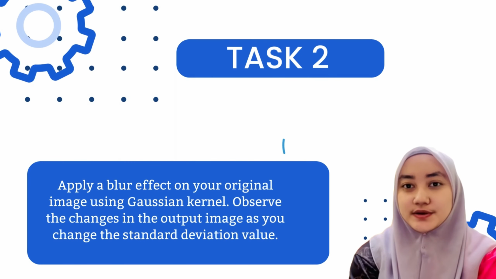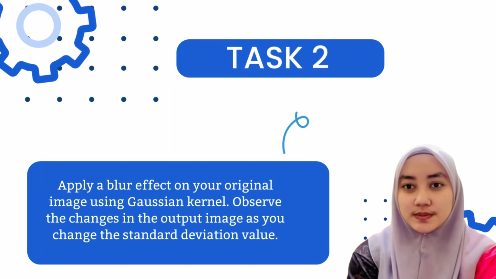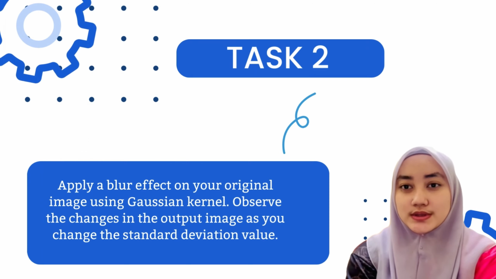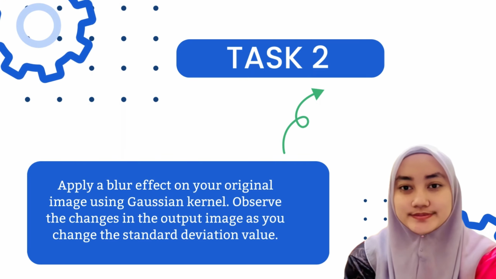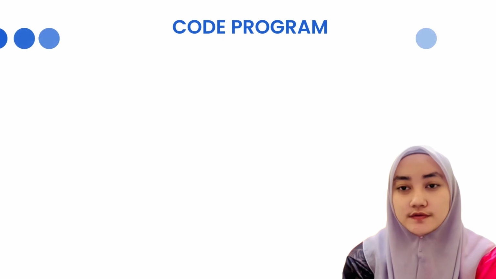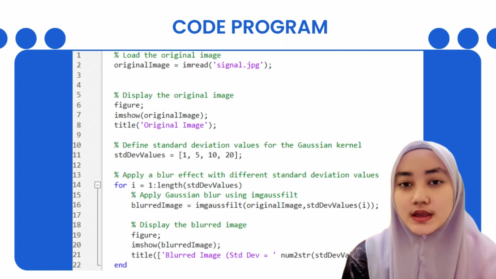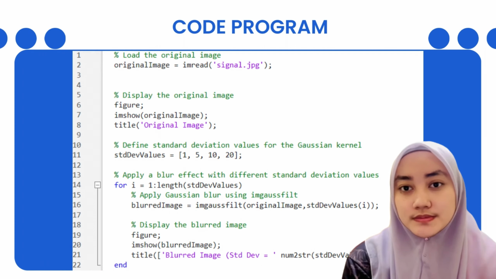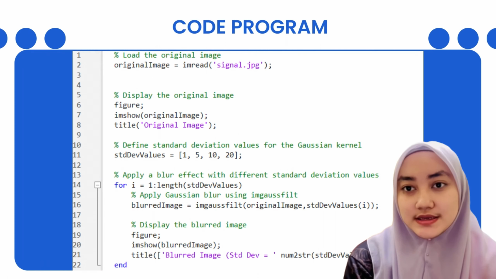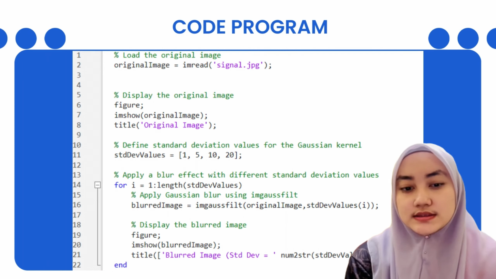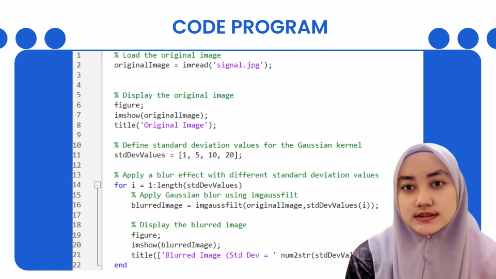Hi and Assalamualaikum. My name is Syazira binti Imam Asa'ad, and I will show you task number 2. Here is the code of task number 2. I will explain line by line. Line 2 reads an image file from the specific path and assigns it to the variable original image. Lines 6 to 8 show us the original image.